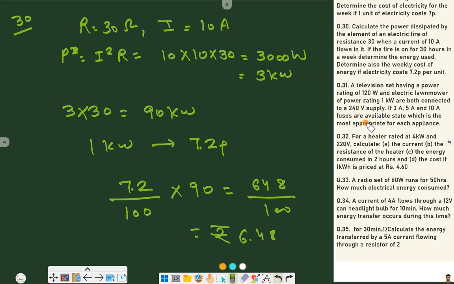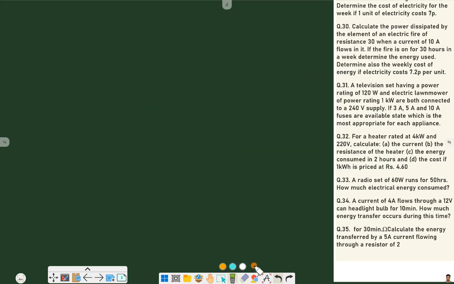Now we are going to solve question number 31. So in question number 31, a television set is given a rating of 120 watt. It is the rating in watt, so it is power 120 watt. And an electric lawn mower has a power rating of 1 kilowatt. So this is P1, and we have another rating of 1 kilowatt, so 1000 watt. Now potential is given 240 volt. Both are connected to the same potential. We have to choose suitable fuses for them.